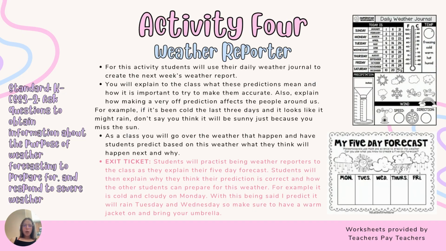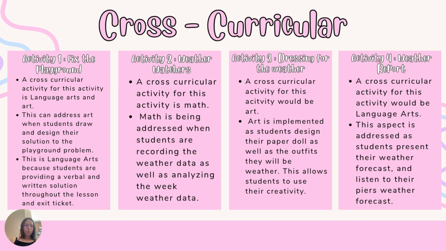For example, it is cold and cloudy Monday. With this being said, I predict that it will be raining on Tuesday and Wednesday, and the student can say how to prepare: you can make sure to wear your warm jackets, warm clothes, and keep an umbrella because I believe it's going to rain. And then students, of course, will turn in their 5-day forecast, so you can use that as a way to also grade and to count for their exit ticket.